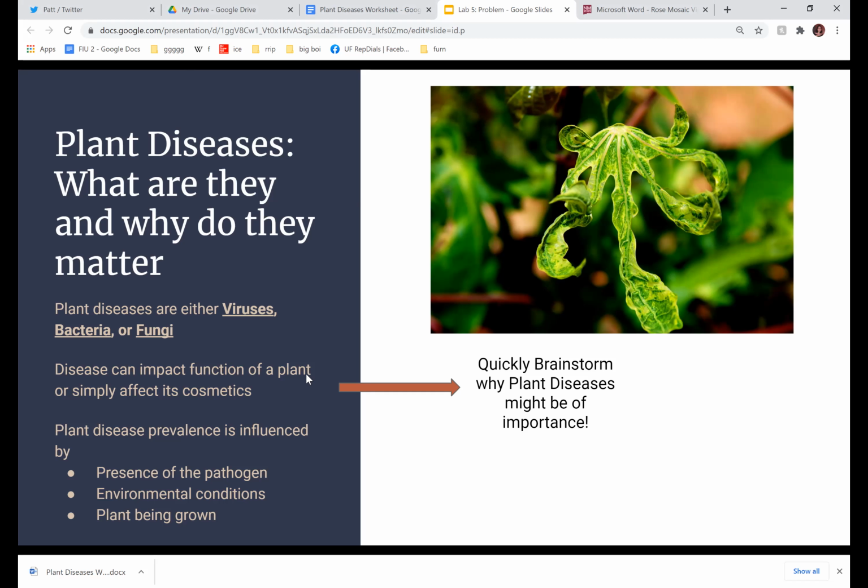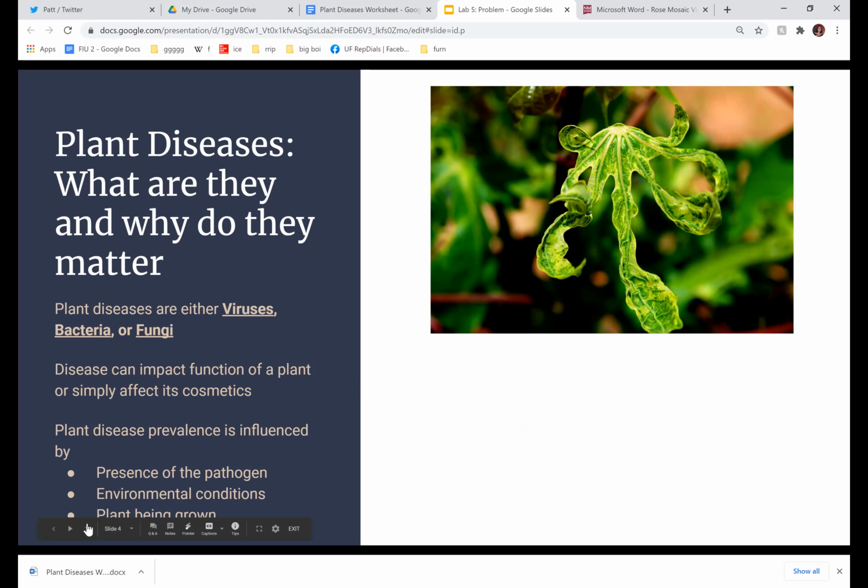Sent. And plant disease prevalence is influenced by three things: the presence of a pathogen, the environmental conditions, and then the plant being grown. So, do we have any guesses as to why those are the biggest? Oh, why this is what influences plant disease the most?